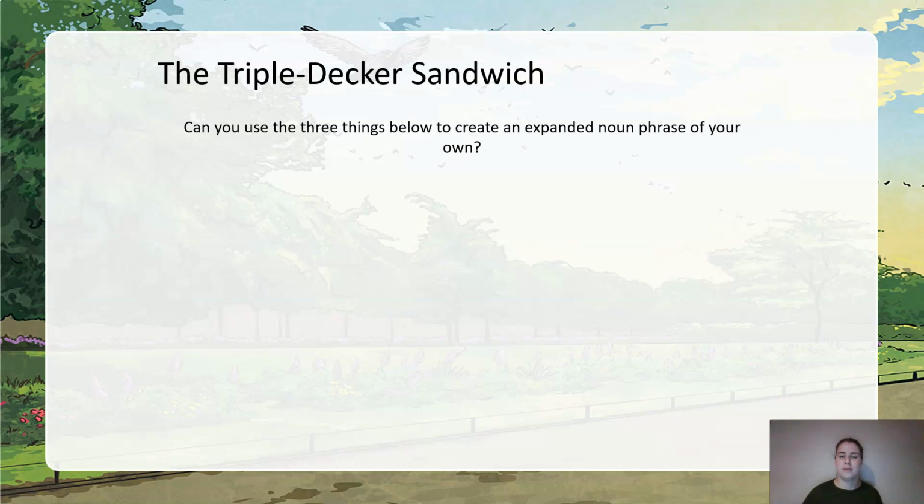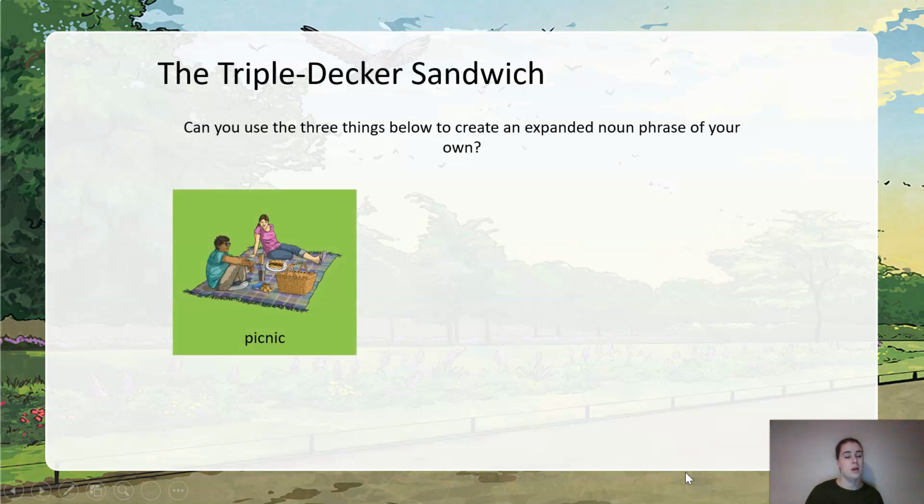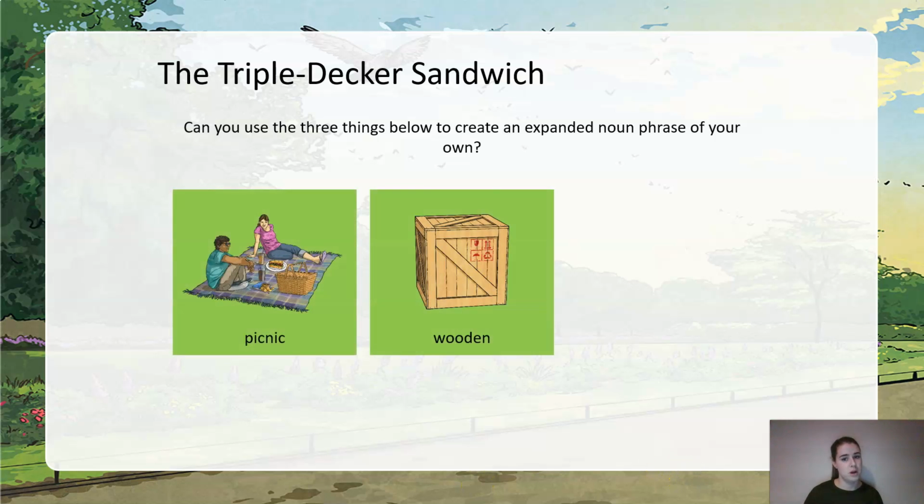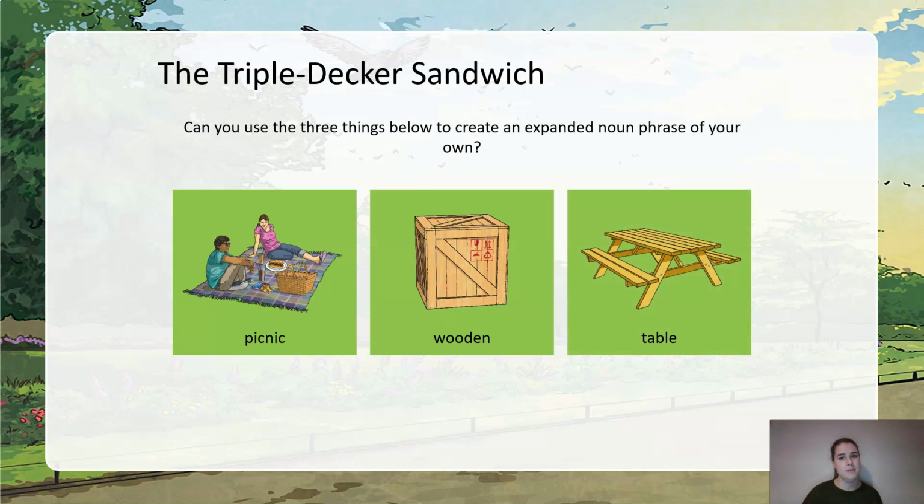So this is going to be the triple decker sandwich. I'm going to give you 3 things, and all 3 things need to be explained and described in 1 sentence. So can you use 3 things below to create an expanded noun phrase of your own? Okay, so we have picnic, we have wooden box, and we have a table. Can you create a sentence, okay, using expanded noun phrases, to include all 3 of those words? Pause the video and have a go.